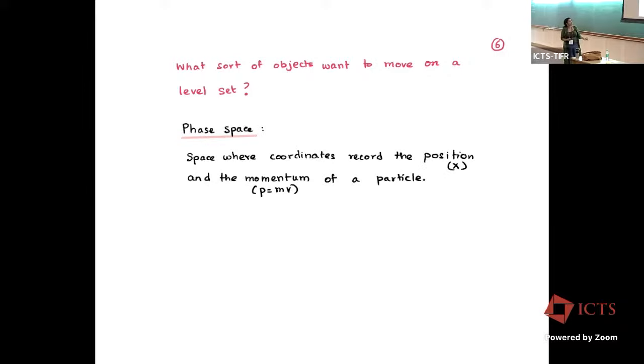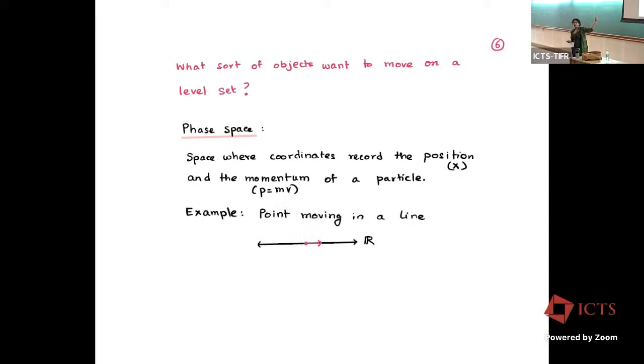So what sort of objects want to move on a level set is the question. Like lazy Ipsita is one, but maybe there are more interesting objects. So suppose we want to talk about spaces which are called phase spaces. Instead of just recording the position of a point, we will also record its momentum. Let's learn by example.